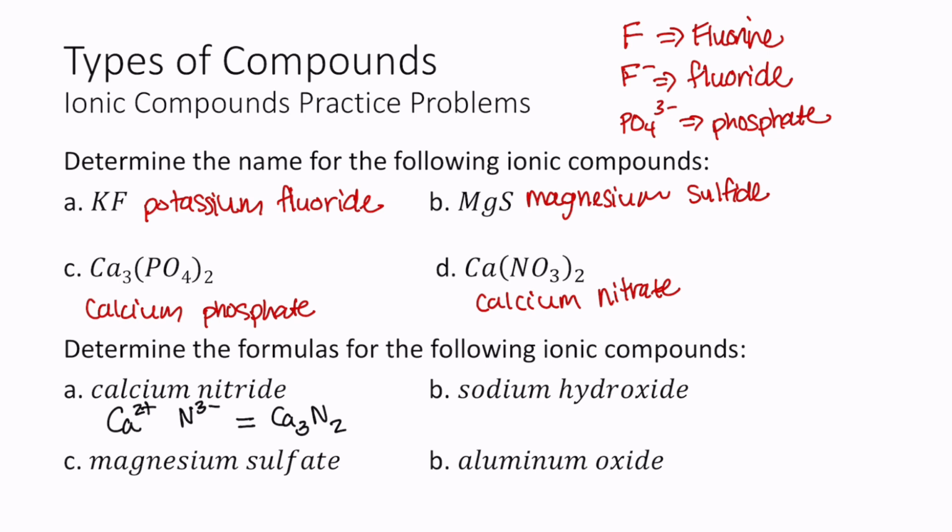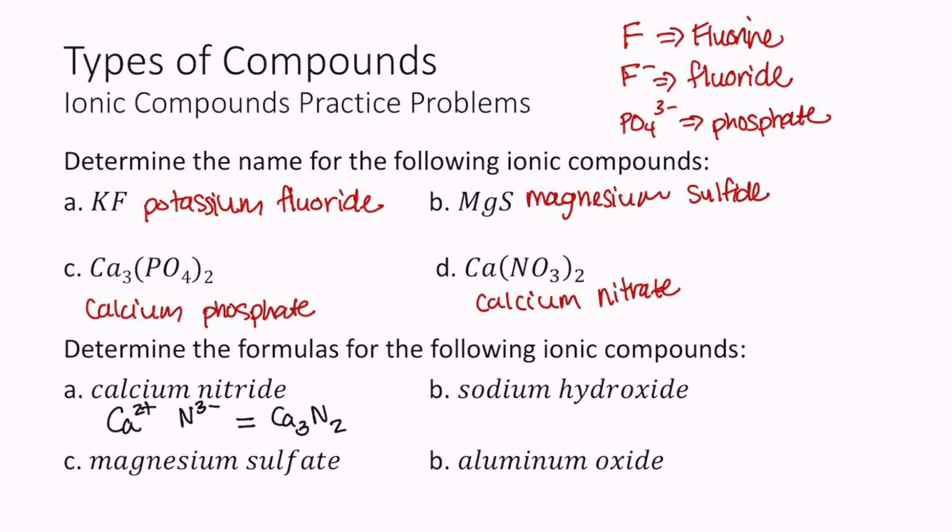Now, since I have 3 calcium, it means I have 3 things with a positive 2 charge. That's going to give me an overall 6 plus charge. Since I have 2 nitrogen, I have 2 things with a 3 minus charge. So that's going to give me an overall negative charge of 6. So those cancel each other out.